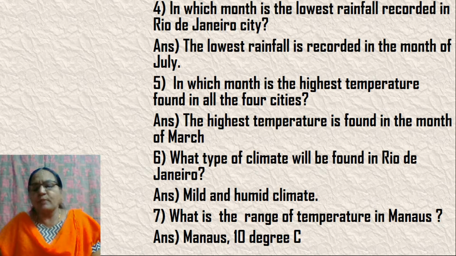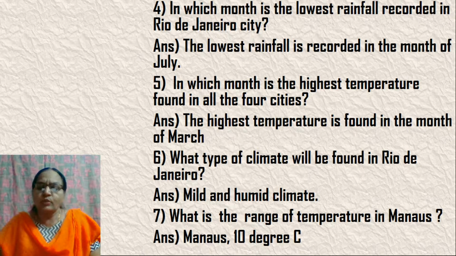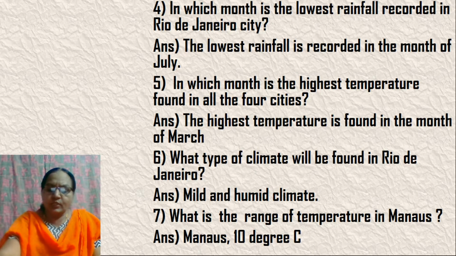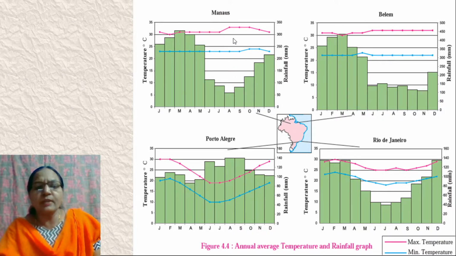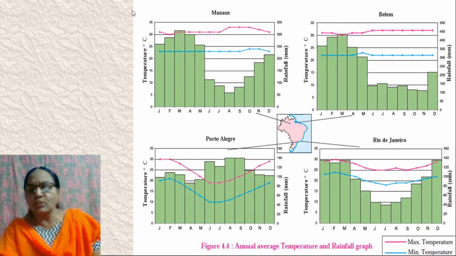What type of climate will be found in Rio de Janeiro? It will be mild as well as humid, since it's a coastal region. Then what is the range of temperature in Manaus? Look at Manaus range of temperature. So how do you find the range of temperature?